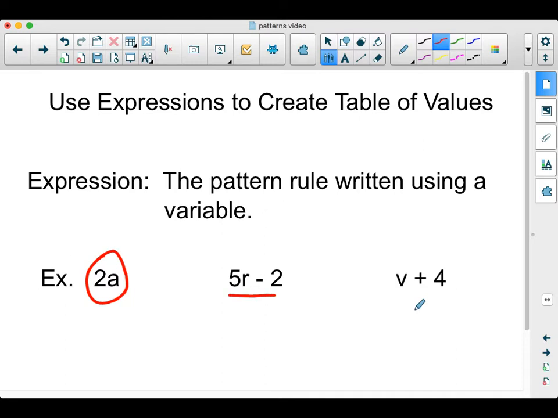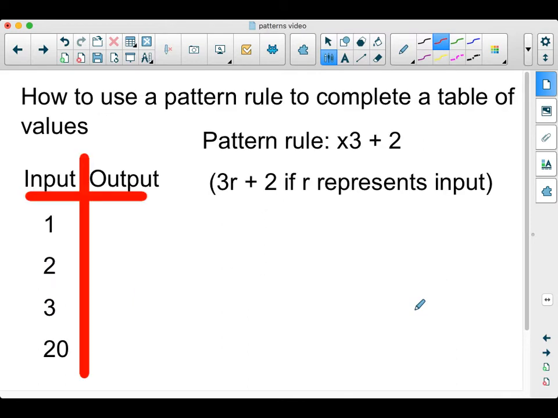This one here would be 5 multiplied by a number, which we represent as r, subtract 2. And finally, v plus 4 would be a number plus 4. So that's what those expressions kind of represent.